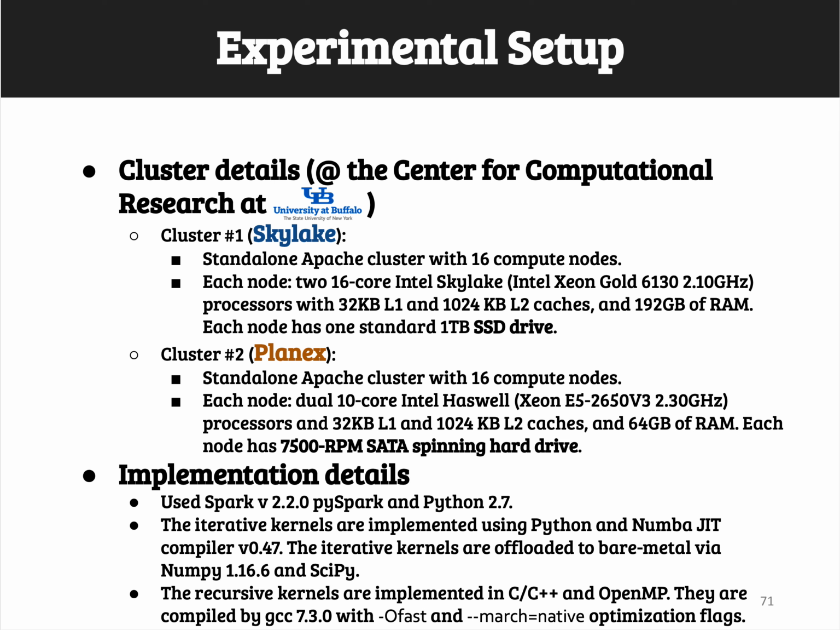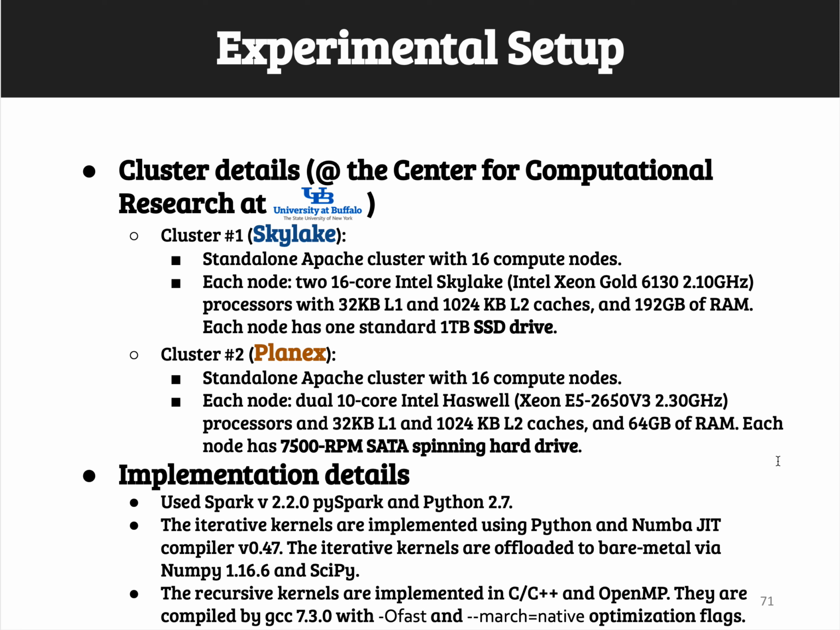So cluster 1 had 16 compute nodes with dual 16-core Intel Skylake processors, with this information about its memory hierarchy, and 1 terabyte of SSD drive. The second cluster also had 16 compute nodes, also dual 10-core Intel, as well as this information about the memory hierarchy, but it had also a spinning hard drive.